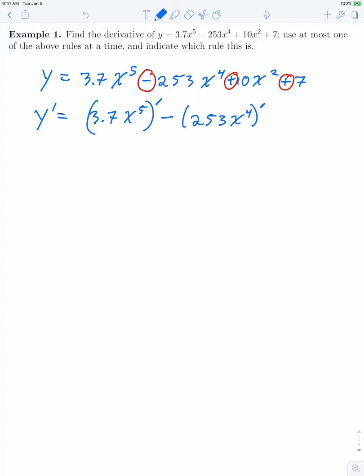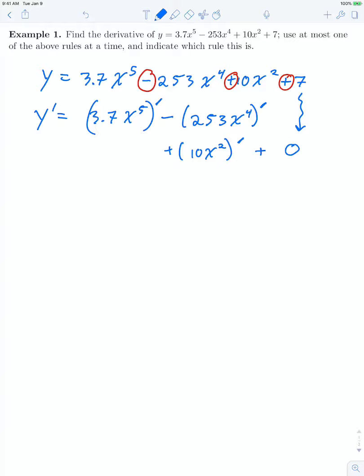That's why I'm writing the prime sign still here. When I say I haven't taken it yet, I still have the prime to do, the derivative to do. Let's see, plus, and then 10x squared, and I still need to take the derivative. And the last derivative, I guess I don't really need to break this out, probably. I would just go ahead and say that's 0. The derivative of 7 is 0. So that part. And so what did I use? I used the sum and difference rule. That was the first step.